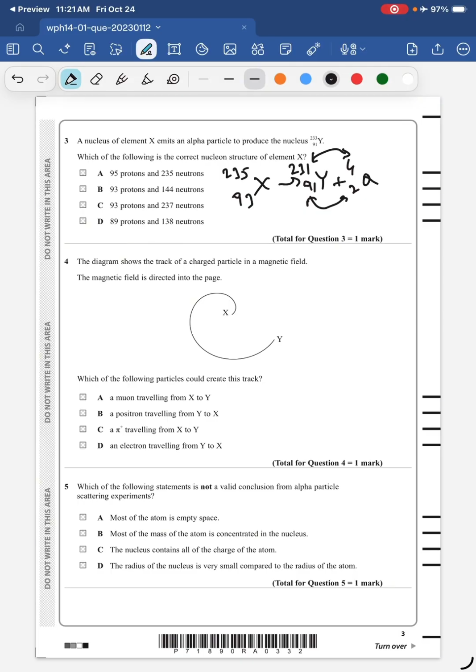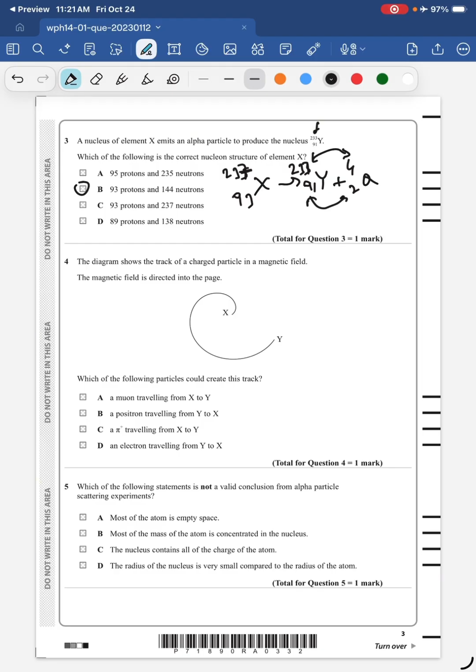So 93. Wait, something's bothering me. It's 233. I'm sorry, guys. Okay, so this is 237. Okay, so the right answer is B. I'm sorry, I didn't read this properly, so I thought it was 231.